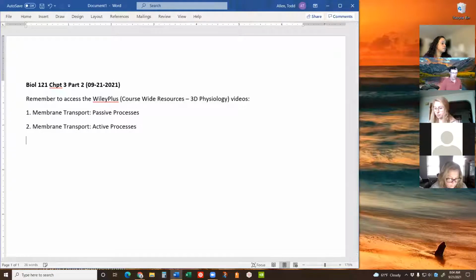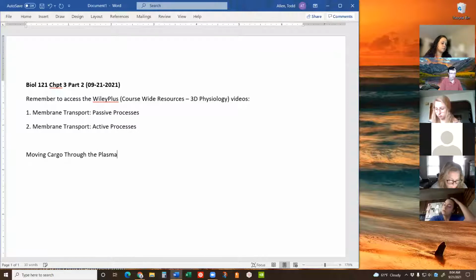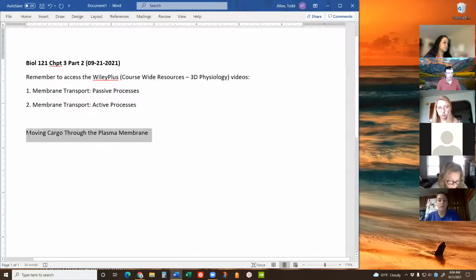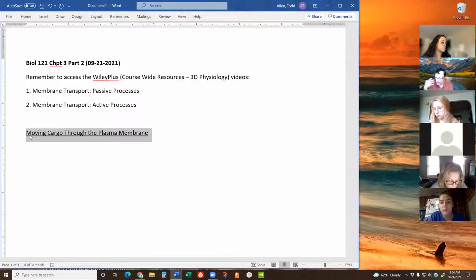All right, so we're going to talk about moving cargo through the plasma membrane. Okay, this is a major theme for us here. And so I'm going to start with a little bit of information on page 67 of your textbook. Then I'm going to quickly move to the next pages, 68, 69, and the next several pages here.